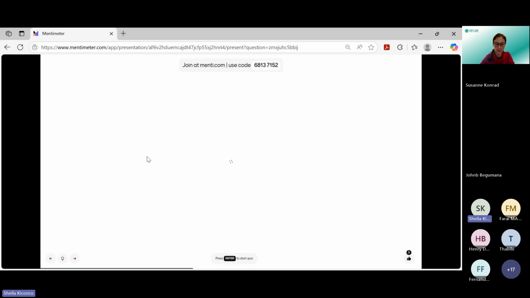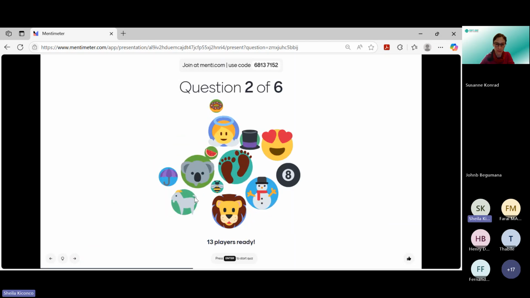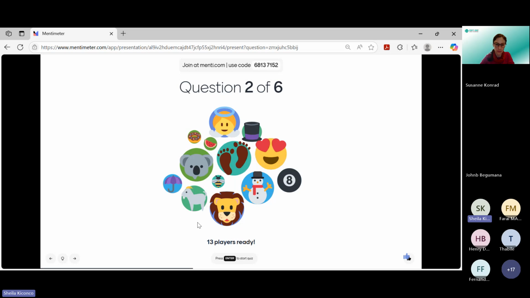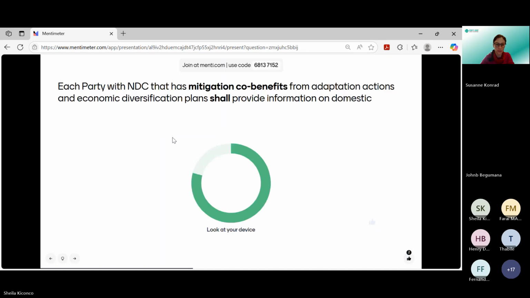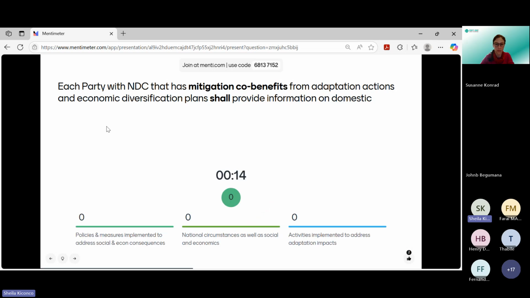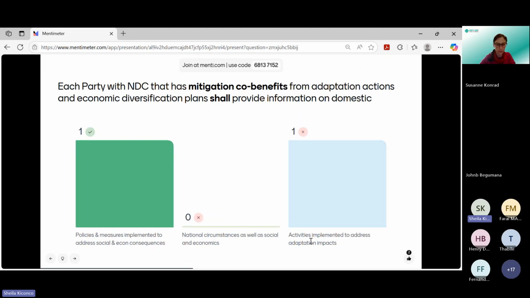Let's go to the second question. I can see now we are 13. This is good. Each party with an NDC that has mitigation co-benefits from adaptation actions and economic diversification plans shall provide information on domestic policies and measures implemented to address social and economic consequences. Another option is national circumstances as well as social and economics. And then another one is activities implemented to address adaptation impact.